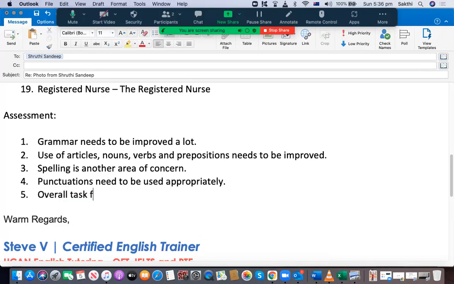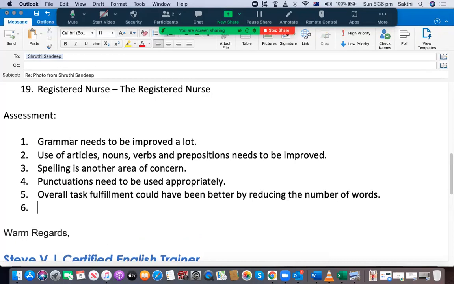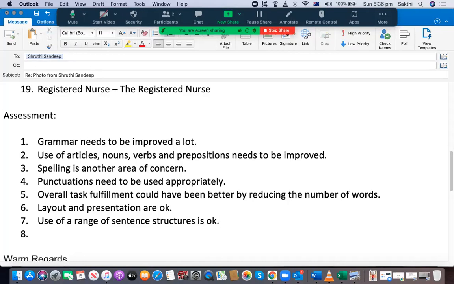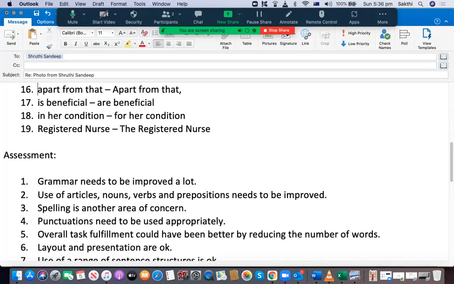Overall task fulfillment could have been better by reducing the number of words. You don't need to write the words unnecessarily, because I think it has been crossing 200 plus words unnecessarily. Layout and presentation are okay. They're not that bad. They are fine. Use of a range of sentence structures is okay as well. I'm happy with that, but try to avoid the mistakes when you write these sentences.